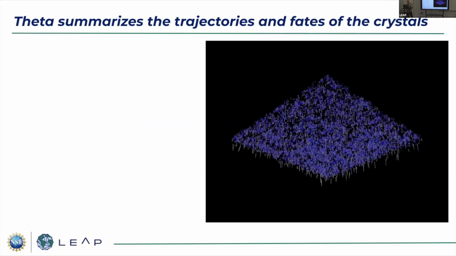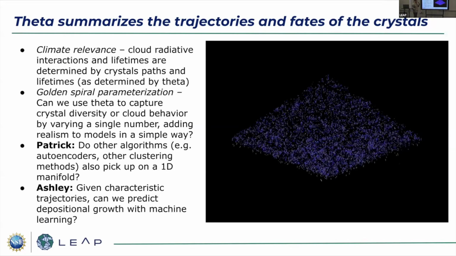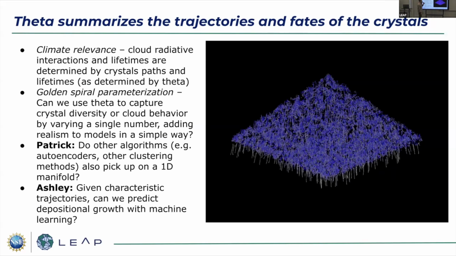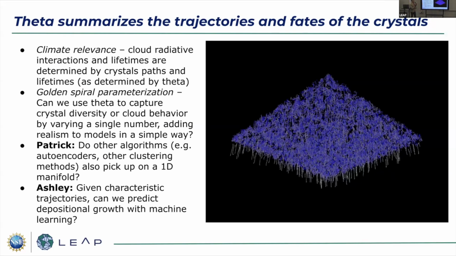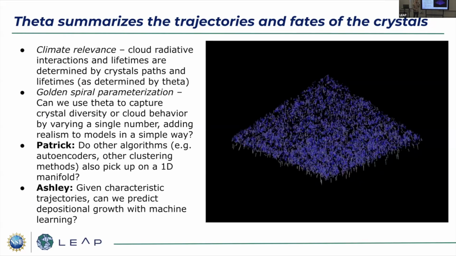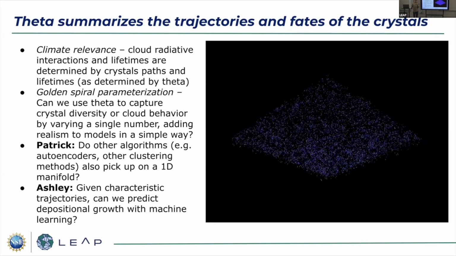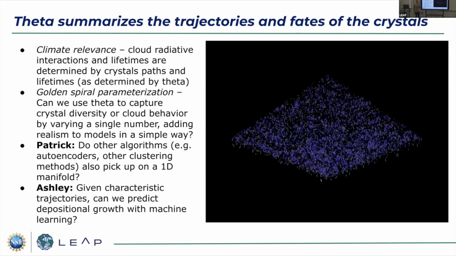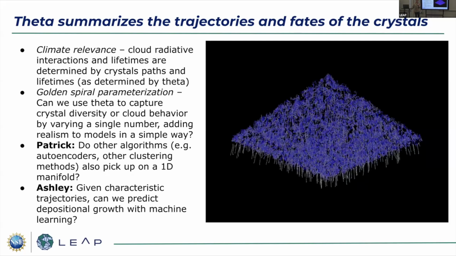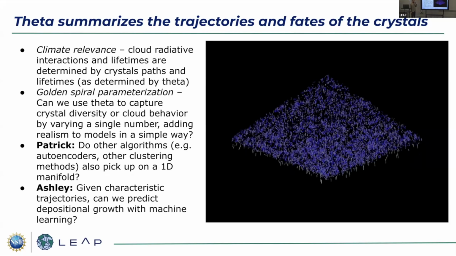There's some text on this. Let's see if I go forward. There we go. And so the climate relevance is that these clouds, which are made out of a ton of ice crystals, their cloud interaction, radiative forcing, and lifetime are influenced by these crystals' paths and lifetimes. And maybe we can use theta as a single parameter that explains the diversity of the lifetimes of these crystals in these cirrus clouds. And that's pretty much all I have.